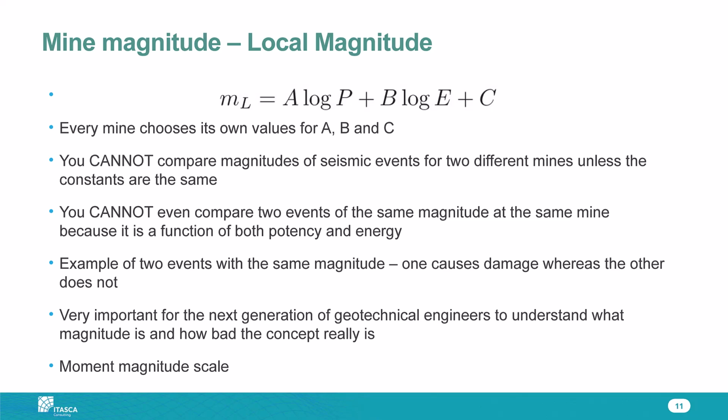The answer is quite simple. You can see that, as I mentioned, local magnitude is a function of seismic potency and seismic energy. We can get magnitude 2 for an event with a large potency and small energy, or the opposite, a large energy and a small potency. Both of those events can equate to magnitude 2. But the event that had the larger energy will be the one that causes the most damage.